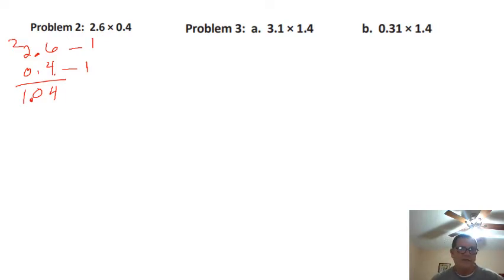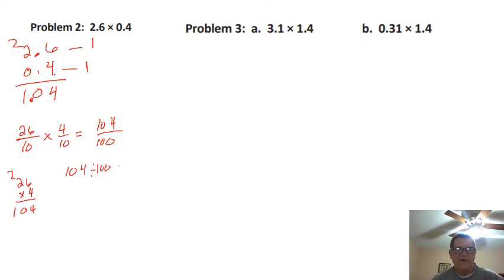Now, to prove that, we could try it a second way, which is 26 tenths times 4 tenths, which we have 26 times 4. That's going to be 24. That'd be 8, 10, 104. So that's 104 100ths. And we know 104 divided by 100 is going to equal 1.04. So it checked out.